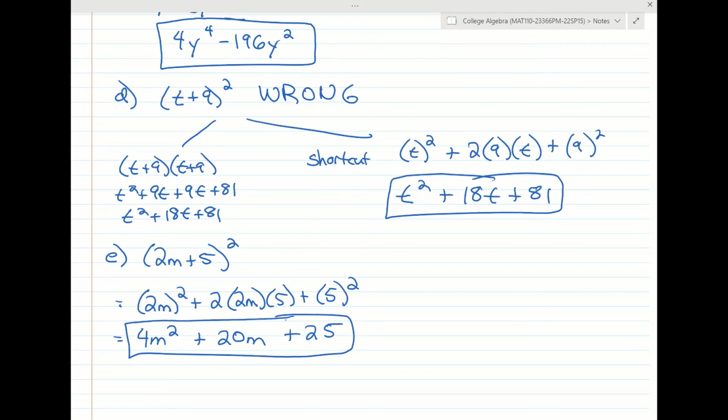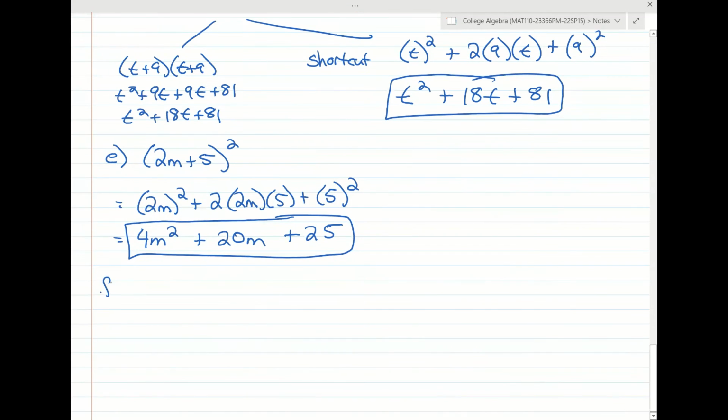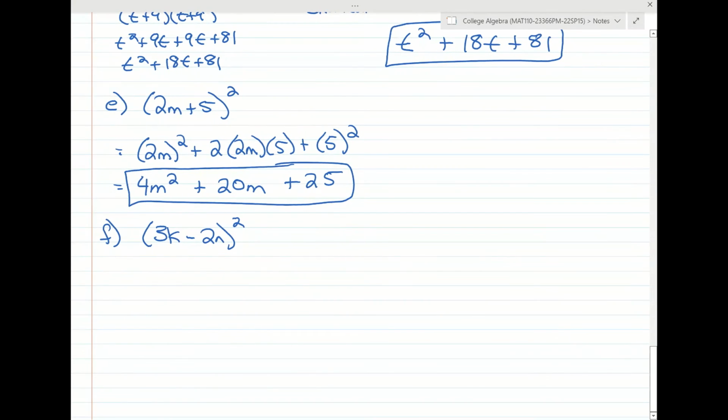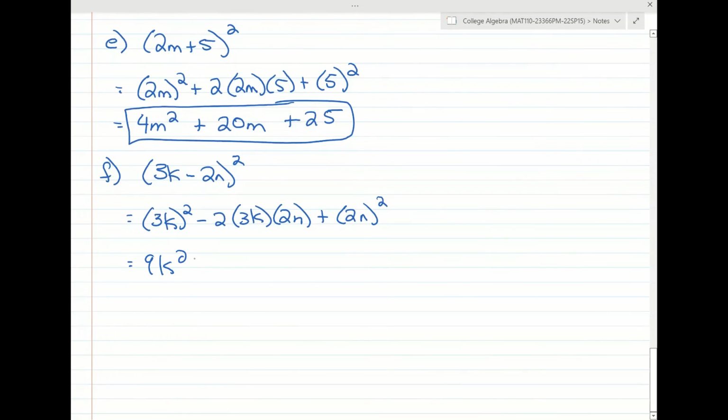I had two more examples with the shortcuts. If we had 3k minus 2n to the second power, we could use the shortcut. This would just be 3k to the second power minus 2 times 3k and 2n, and then plus that second term squared. This would just give us 9k squared minus 12kn plus 4n squared.